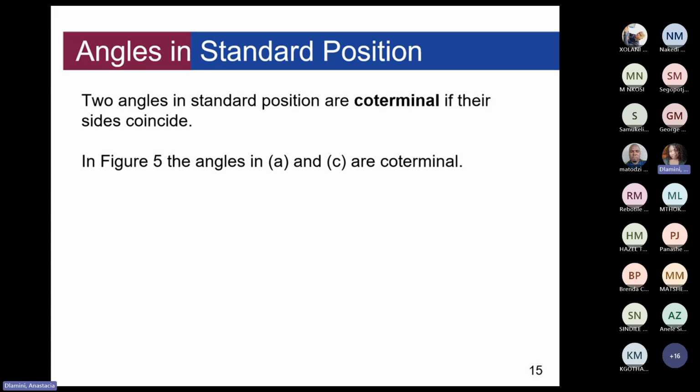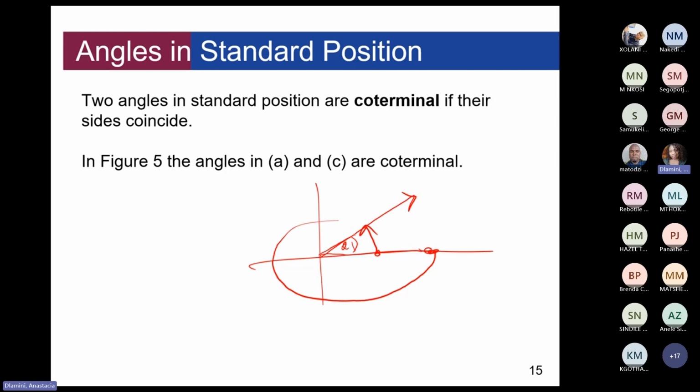So let's say you start with the first angle, rotating from here to here, and let's call this angle theta 1. Then you start another angle, this time you rotate and come to the same position and stand on top of this one, and call it theta 2. Those two angles are coterminal because they coincide, they're on top of each other, in simple terms.